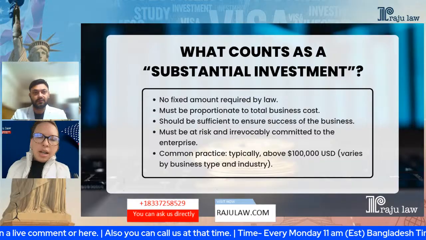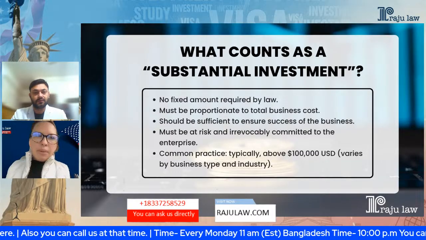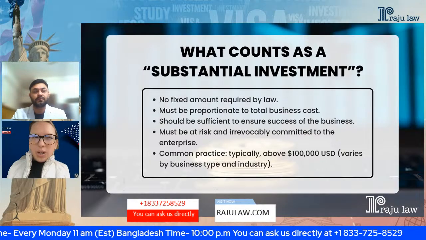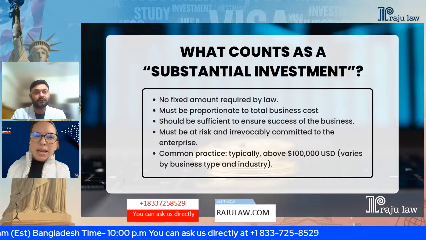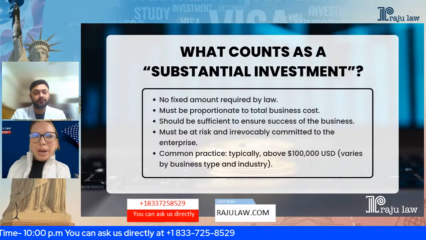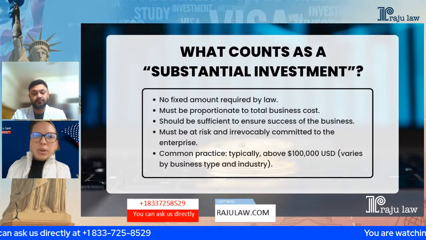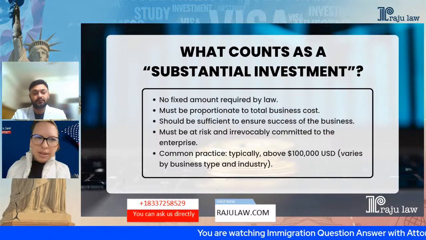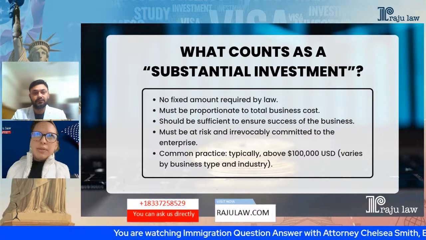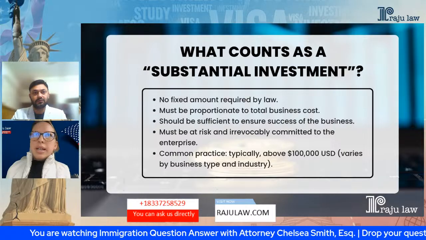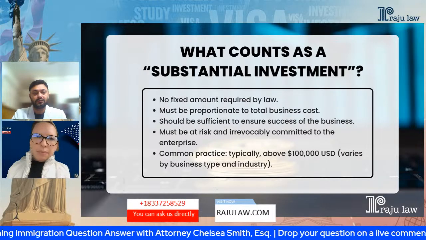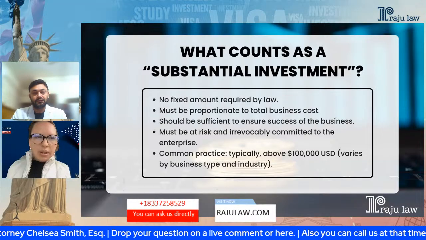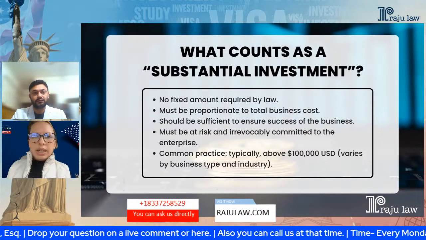As common practice, typically we see capital investments above $100,000. They tend to start heading in the right direction. But again, this will depend on your business type and the industry that you're a part of. Whether that $100,000 makes for a substantial investment will really be a personal balancing factor based on your specific business information and typical transactions within that company. But just to give you a ballpark, $100,000 tends to be a good starting point to consider.